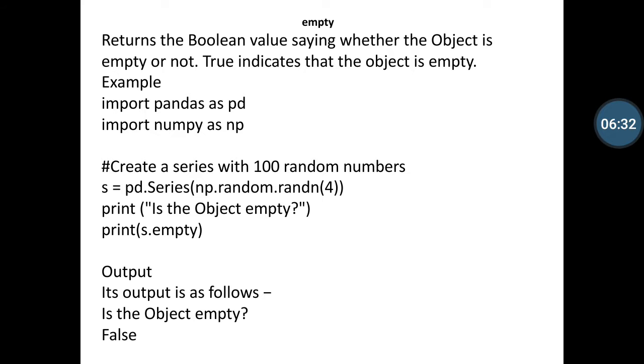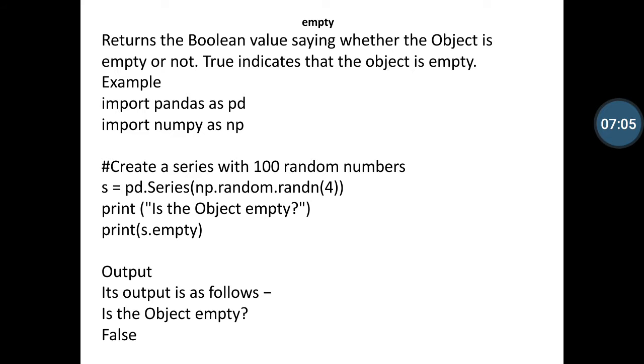And the second option is empty. It returns a boolean value saying whether the object is empty or not. So your answer is a boolean type, true or false. True indicates the object is empty, and false indicates the object is present in the data structure defined in your code. So first import both libraries.